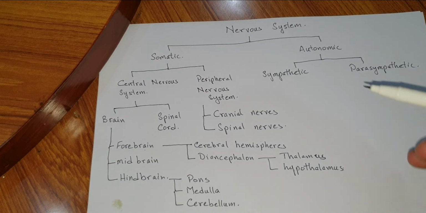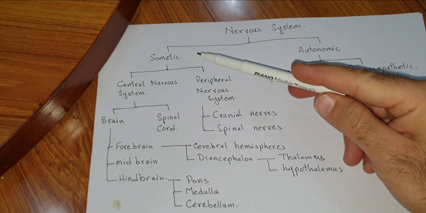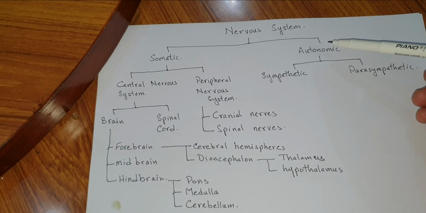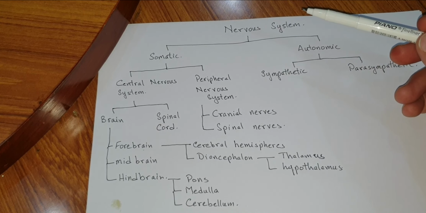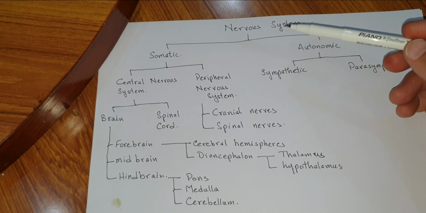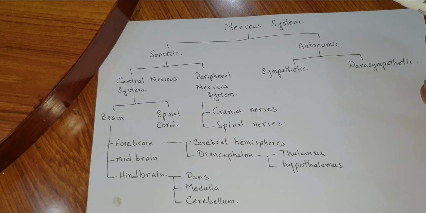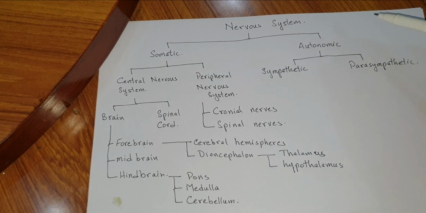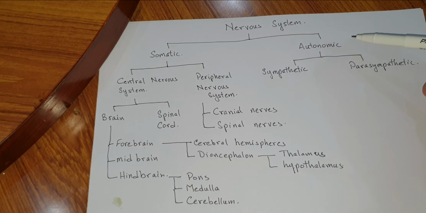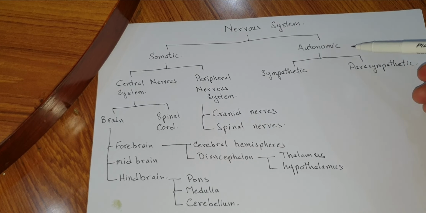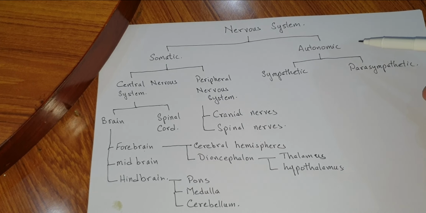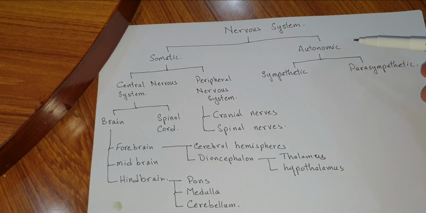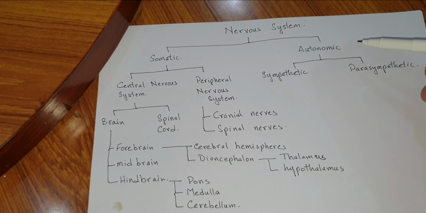The nervous system basically is divided into two parts: a somatic nervous system and an autonomic nervous system. The somatic nervous system is that part of the nervous system which is under your control. For example, if you want to move your arm, you can just contract your muscles and move it. But in the case of the autonomic nervous system, as the name shows, it is automatic. It is not in your control. For example, the beating of your heart and the peristalsis of your gut are not in your control.